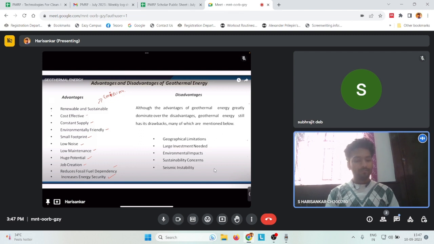But some of the disadvantages: although the advantages of geothermal energy greatly dominate over the disadvantages, geothermal energy still has its drawbacks, which are mentioned below. Some of the disadvantages are the geographical limitations. So not all the places.